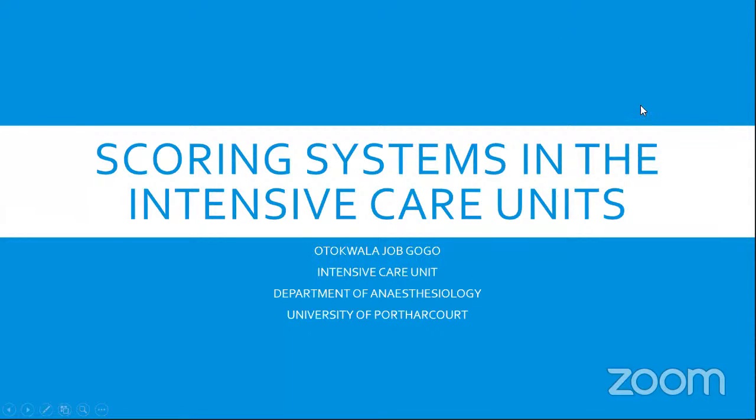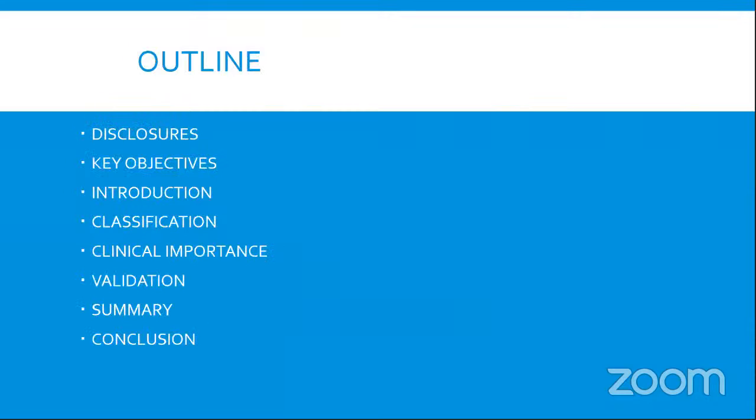Yeah, it's better. Okay. So we're discussing scoring systems in the intensive care unit. What it implies is that I'm limiting the discourse to the use of scoring systems only in the intensive care unit, so don't get me wrong. The outline is simple: disclosures, key objectives, introduction, classification, clinical importance, validation summary, and then we'll wrap it up.